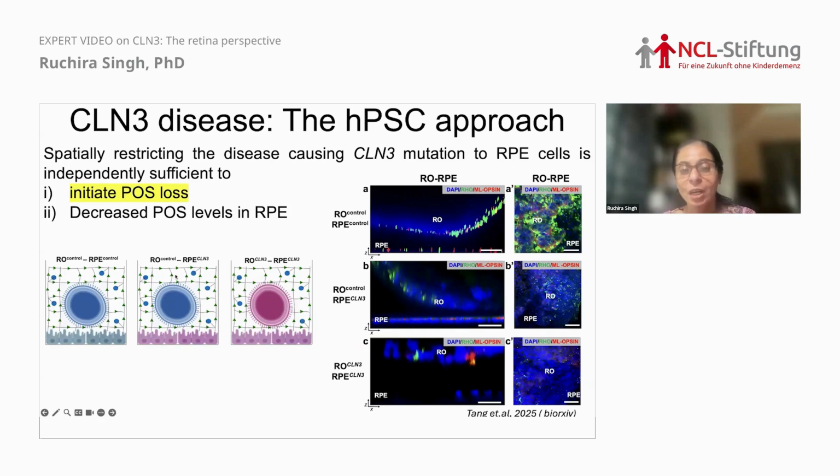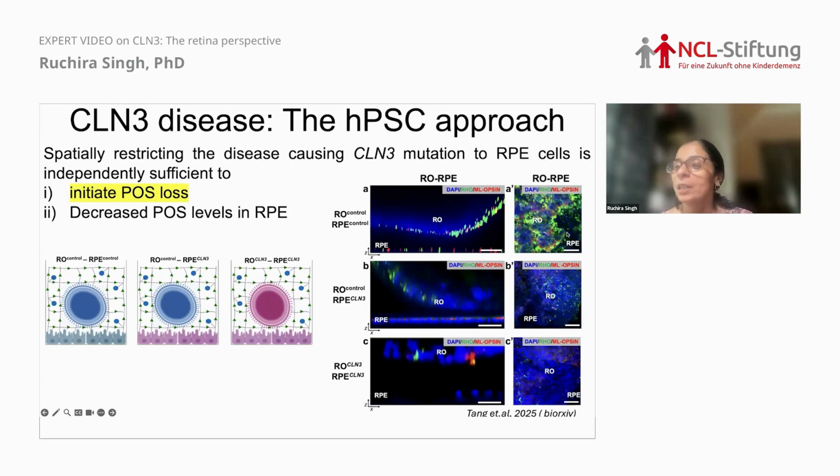And you can see here the RPE is mutant and the retina is control. And this is a complete mutant culture where both your organoid and your RPE are mutant. And now you compare the phenotype here. And you see in the control cultures, you have outer segments in both the retina organoid and being ingested by the RPE due to phagocytosis.